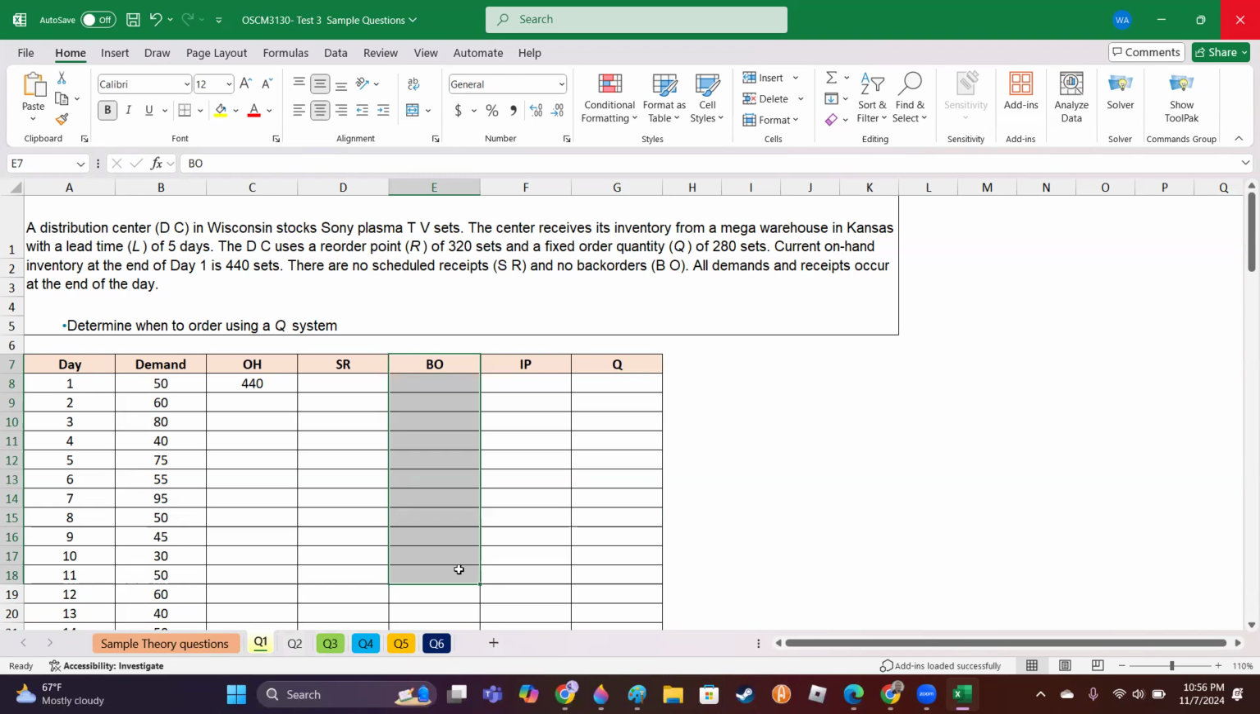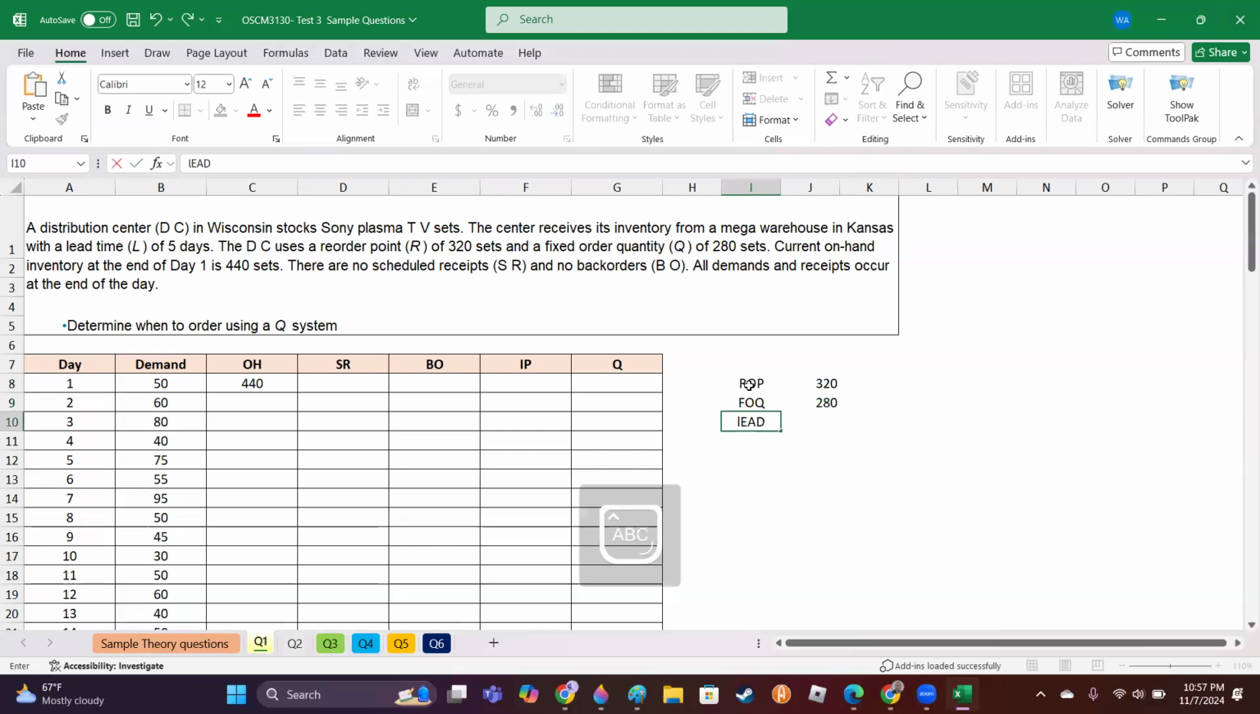The question read: a distribution center stocks plasma TVs. The center receives inventory from a mega warehouse in Kansas with a lead time of 5 days. The distribution center uses a reorder point of 320 and a fixed order quantity of 280. So our reorder point is 320, and we have a fixed order quantity, which is the amount we're going to place a purchase order for, of 280. And we're told the lead time is 5 days.